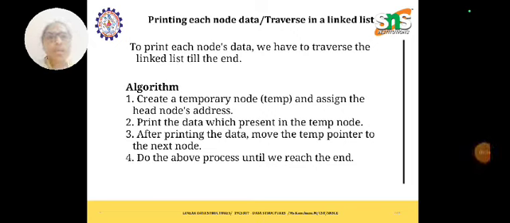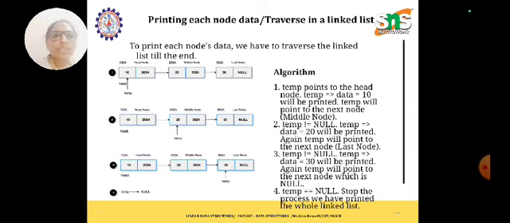Before going to other operations, we need to concentrate on the traversal operation, which is more important. That is to print each node's data. We have to traverse the linked list till the end. The algorithm is to create a temporary node and assign the head node's address, print the data which is present in the temp node. After printing the data, move the temp pointer to the next node. Do the above process till we reach the end. That is, to print each node's data, we have to traverse the linked list till the end.